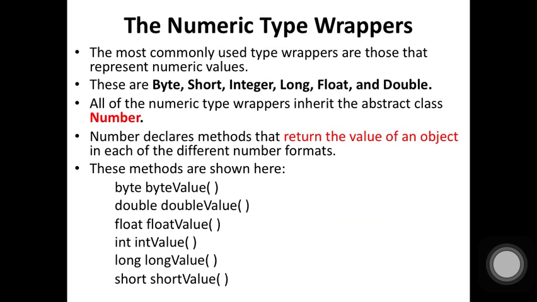We can get a value directly, or return the value of that particular object, by means of byteValue, doubleValue, floatValue, and so on. So byteValue returns a value of type byte and doubleValue returns a value of type double, and so on. These will be defined inside the Number class. So we are extending these classes from the Number class.